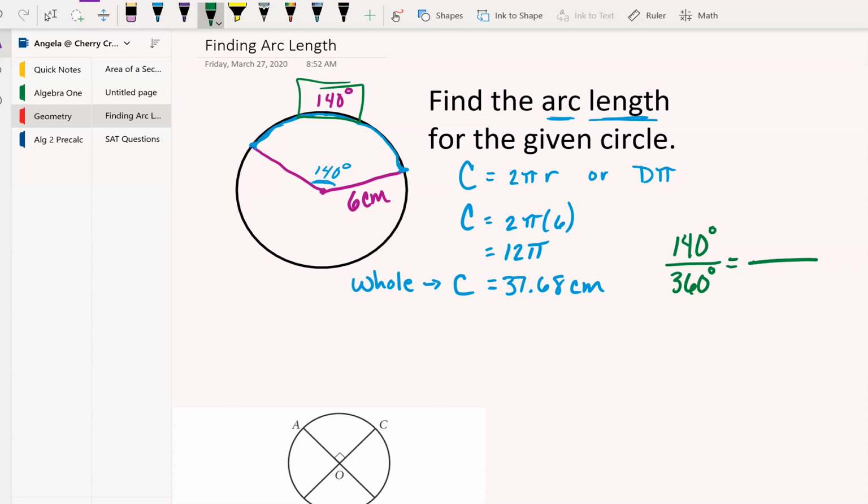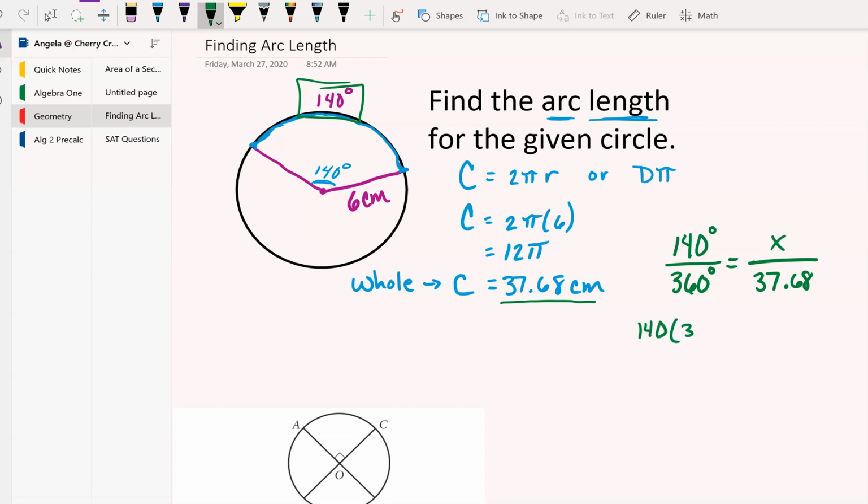So the 37.68, does it go in the top of the fraction or the bottom of the fraction? That's a good thing to keep in mind, especially if you're working backwards in a problem like that. This that we found right here is the whole circumference. So we're going to place that in the denominator, just like it's across from the whole circle in terms of degrees. So this is our unknown value of x, essentially our arc length, and we're going to set up an equation this time with cross multiplication.